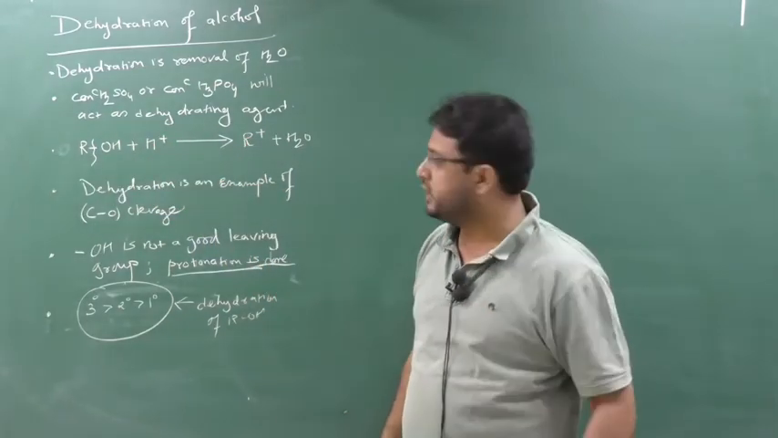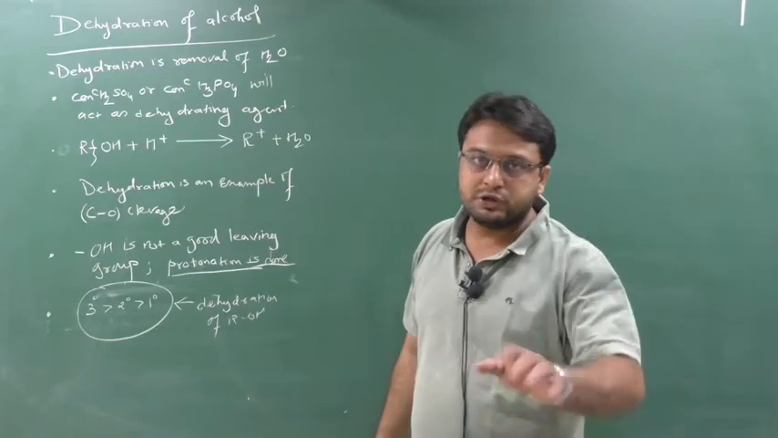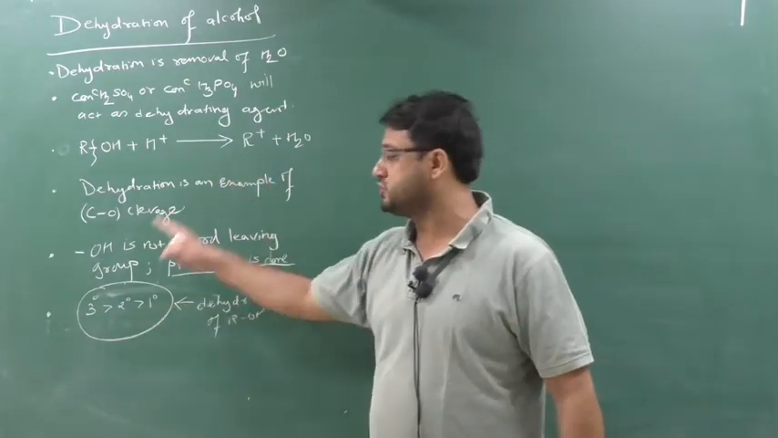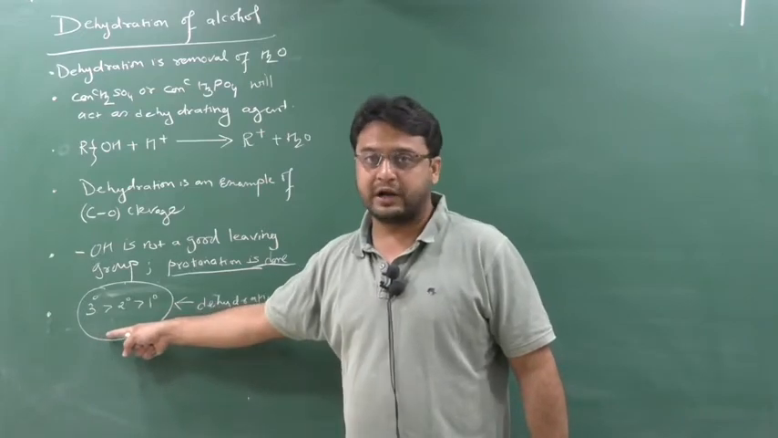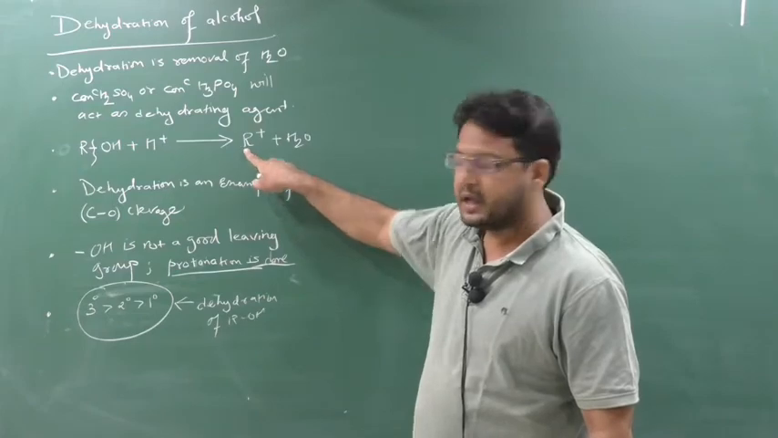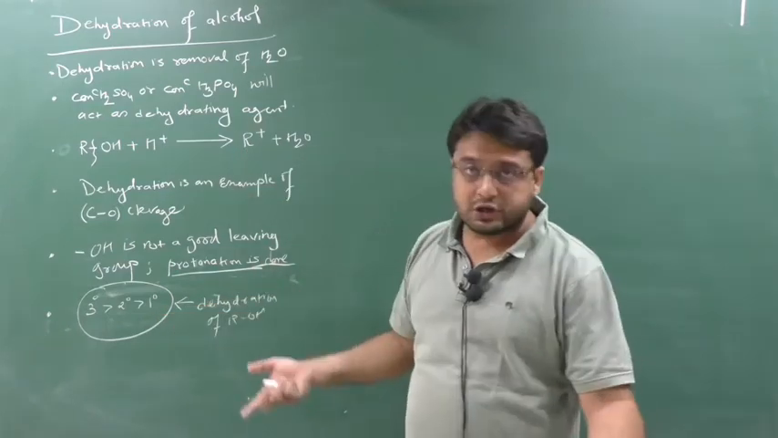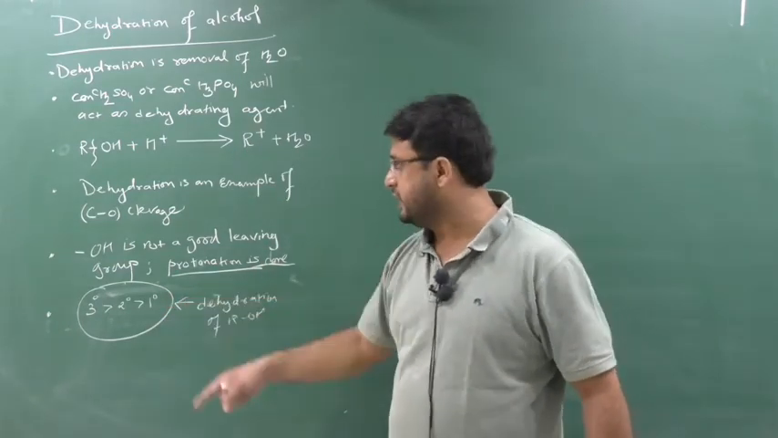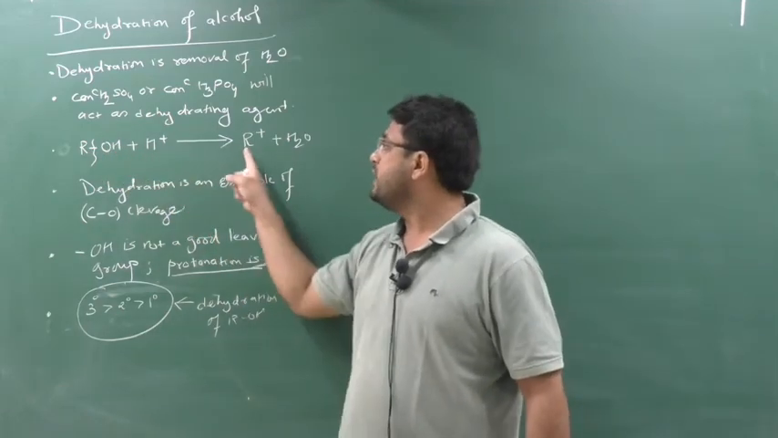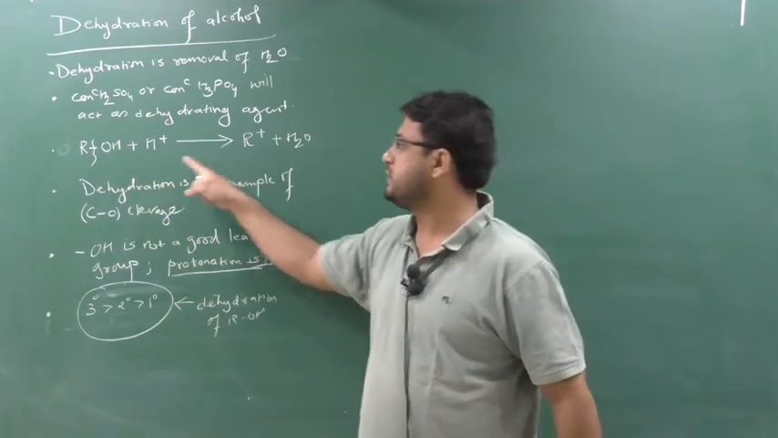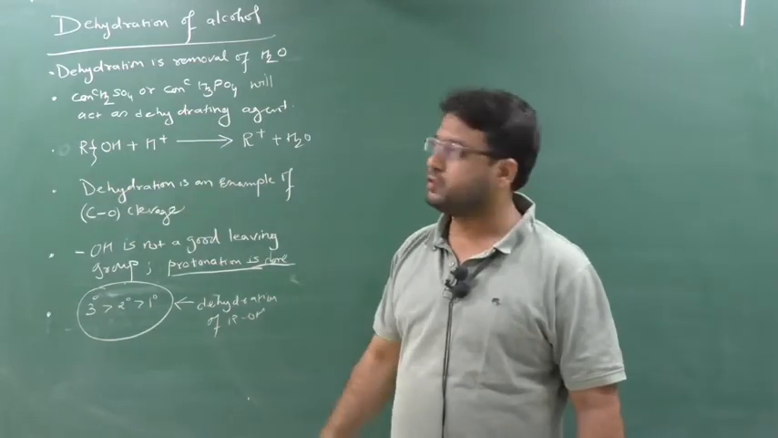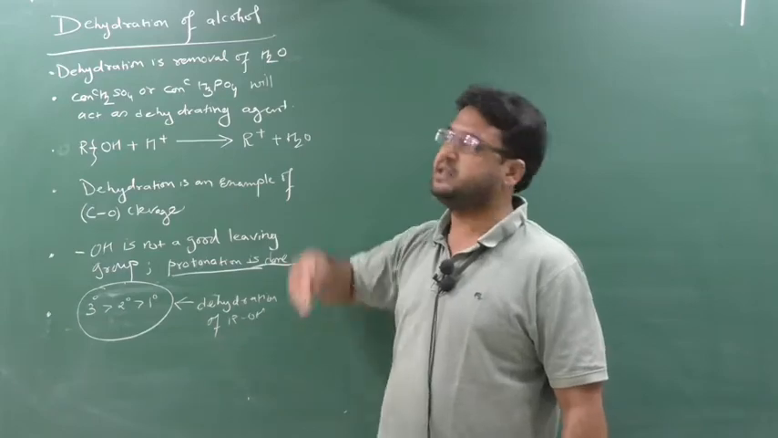Now you tell me, students, who can form R plus easily? One who is more stable or one who is least stable? As we know, 3 degree carbocation is stable, so it will be easily formed. Whereas 1 degree carbocation is least stable, so it is difficult to remove OH from 1 degree alcohol because the 1 degree carbocation is difficult to form. So some conditions will be required, then for 2 degree, then 3 degree.